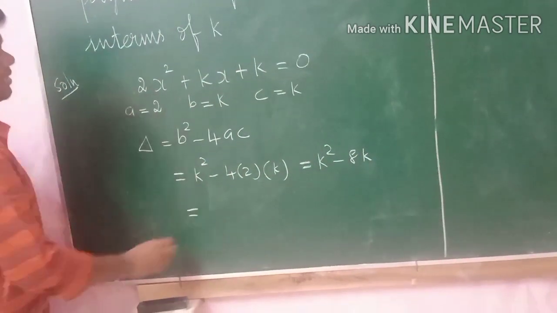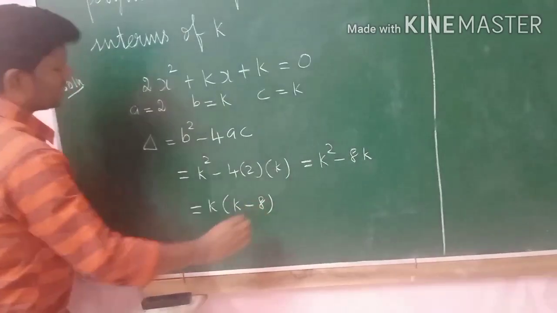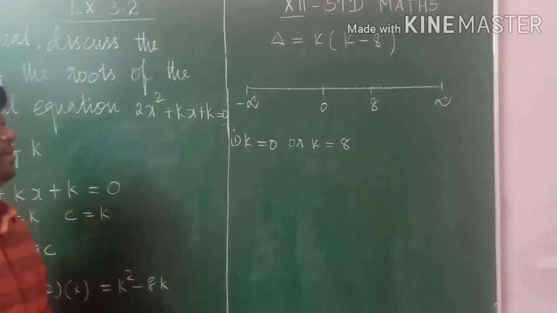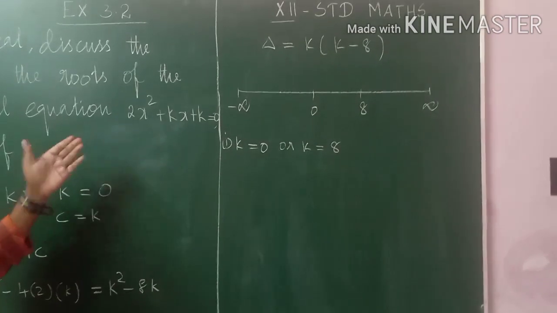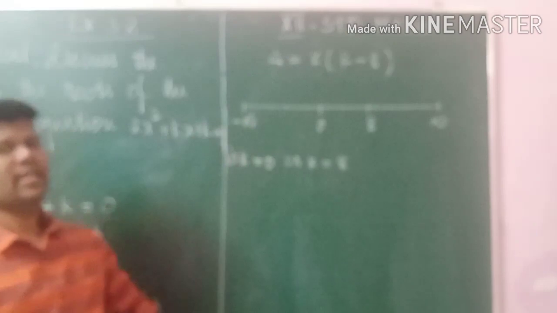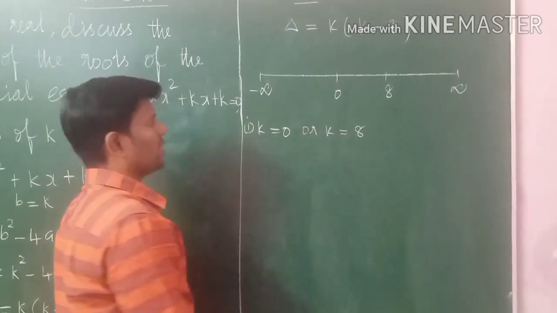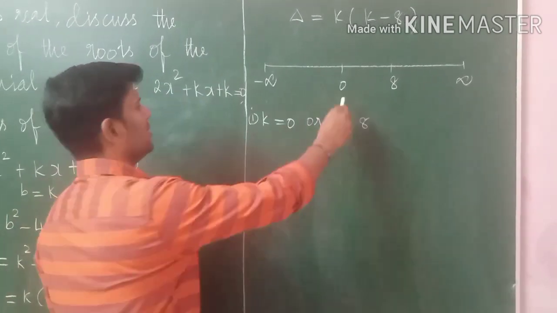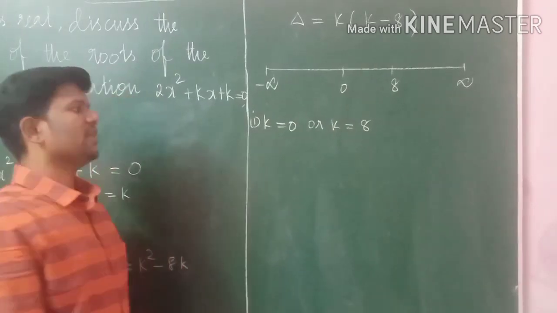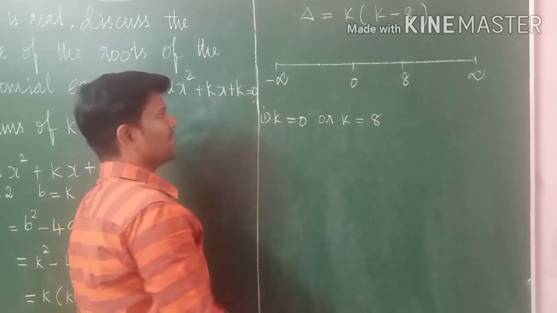So we will take k as common. So k into k minus 8. So delta is equal to k into k minus 8. Now we have to find the nature of roots of the given polynomial equation in terms of k. Suppose I take minus infinity to plus infinity, we divide the real numbers, and 0 I get, because k equal to 0, and k minus 8 equals 0, k is equal to 8. So the first case is k is equal to 0 or k is equal to 8.